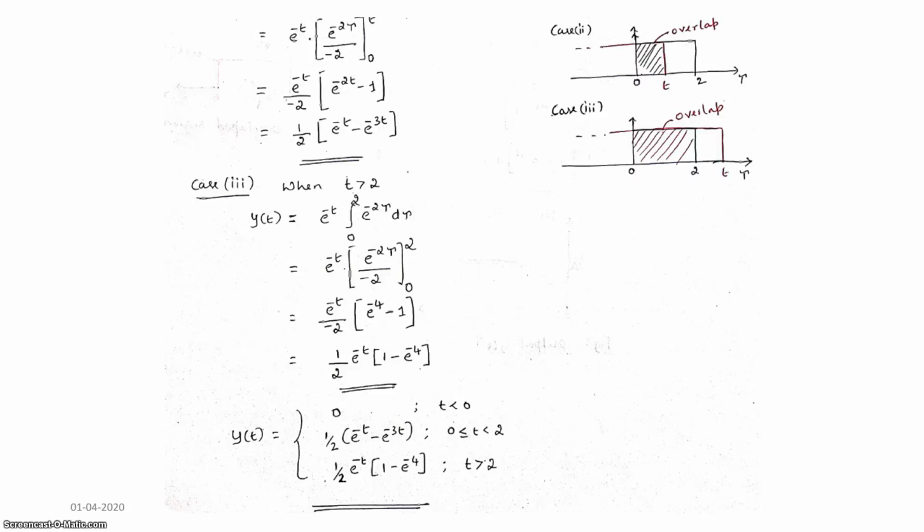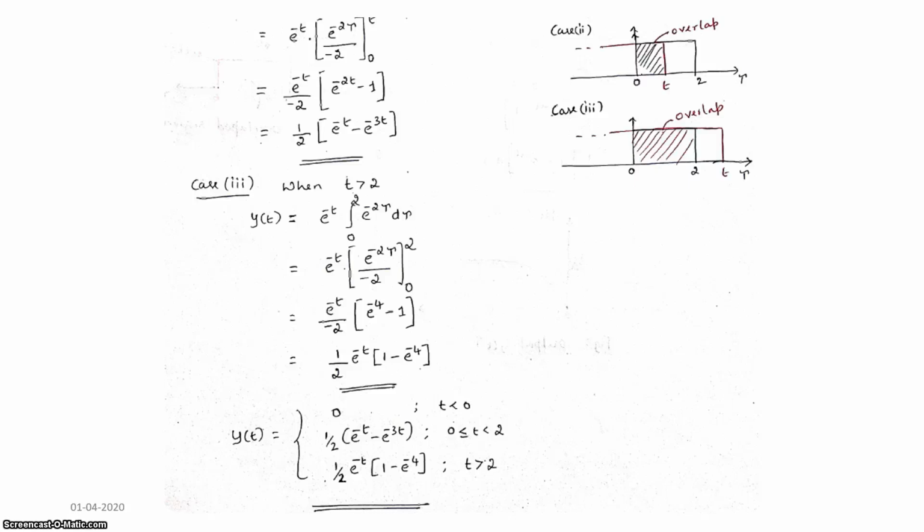And that I mentioned in the integration limit. So my equation is e to the power minus t times the integral from 0 to 2 of e to the power minus 2 tau d tau. After integration and applying the limit, I'll get the answer as 1 by 2 e to the power minus t into 1 minus e to the power minus 4.